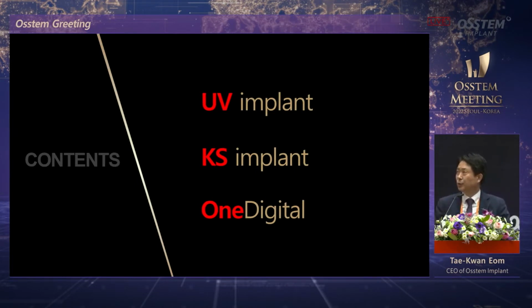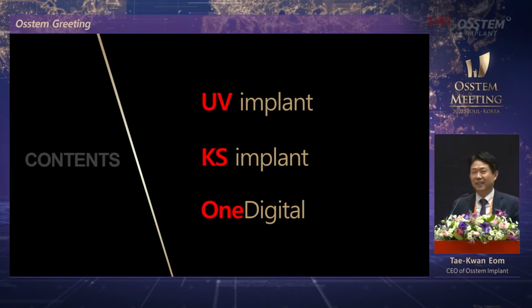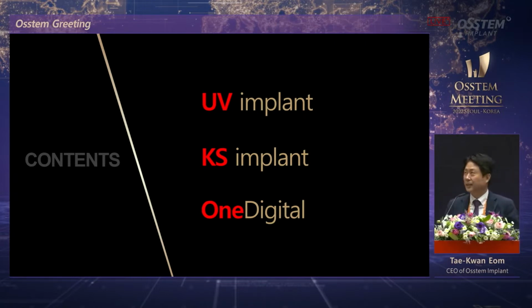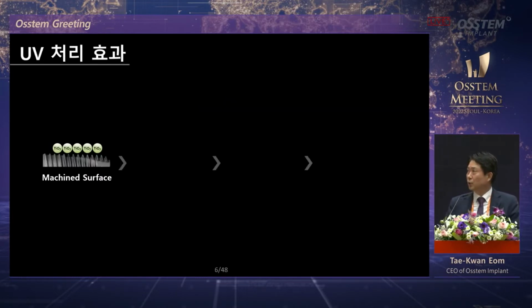Today, I'm going to talk about these three things: UV, KS, and One Digital. Last year, I talked about UV and One Digital in the last year's Osstem meeting, and I believe some of you didn't hear that, so I'm going to go over them again. And the new topic is a KS implant. UV implant doesn't exist, and it is not legally allowed, but for communication purposes, I use the term UV.